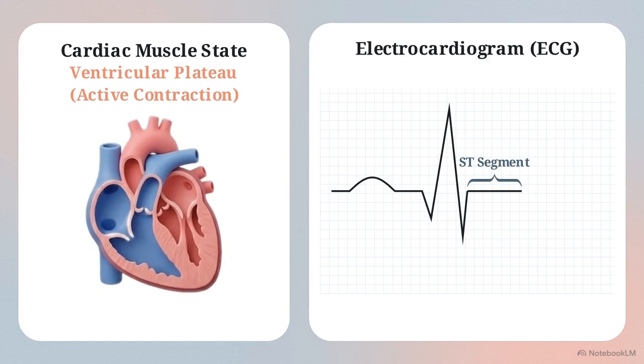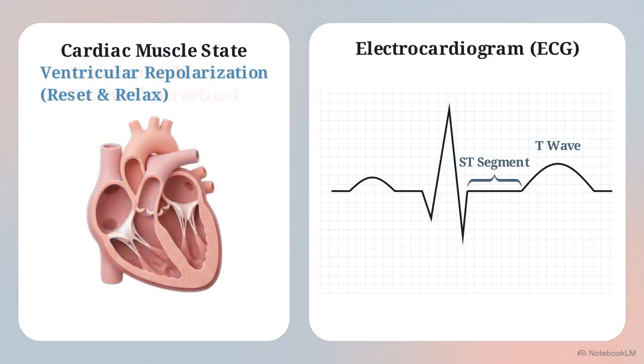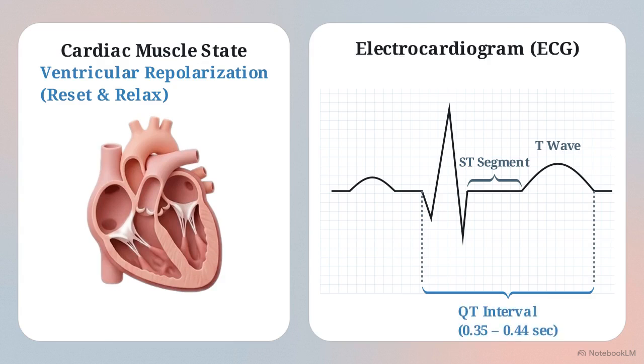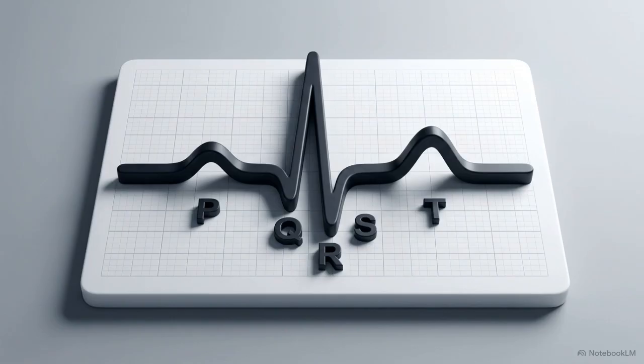This reflects a plateau in the myocardial action potential, representing the duration when the ventricles are actively contracting and pumping blood. Immediately after, the trace curves upward into the T wave. This represents ventricular repolarization, the electrical reset that occurs right before the ventricles relax during diastole. We can measure the total combined time required for all ventricular electrical activity, from initial depolarization to final repolarization. This is the QT interval, normally lasting between 0.35 and 0.44 seconds. This completed PQRST sequence provides a mathematical snapshot of a single healthy cardiac cycle.